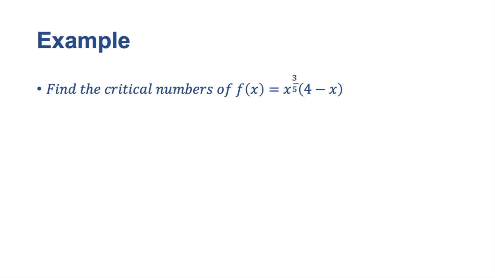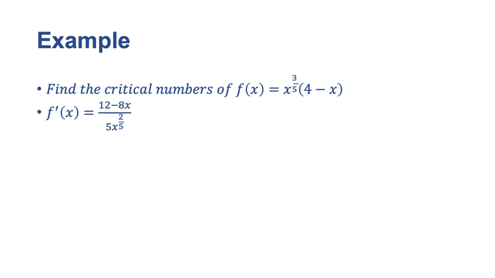Alright, so now let's do an example with this. They're telling us to find the critical numbers of f of x equals x to the 3/5 times 4 minus x. Alright, so first what we're going to need to do is find the derivative. So we're going to use the product rule, and once we're done differentiating that, we're going to get an answer of f prime of x equals 12 minus 8x over 5x to the 2/5 power. And I'm sure there are a lot of different ways you could write that out.